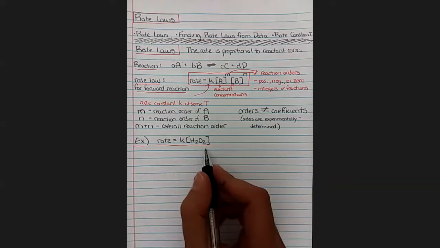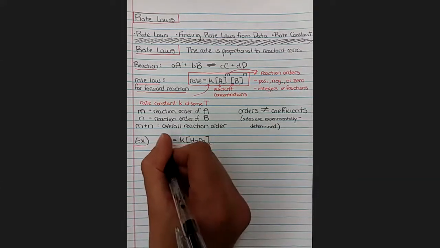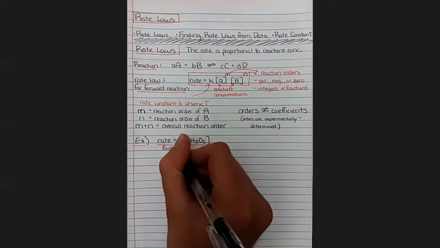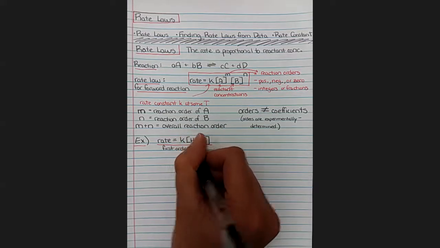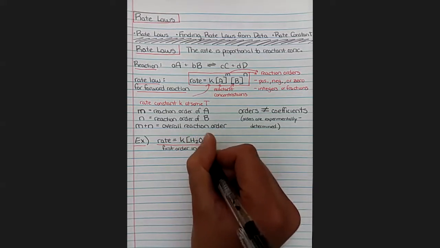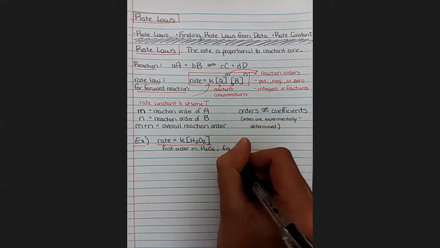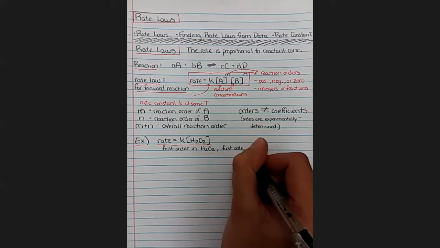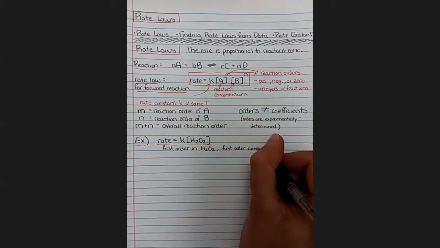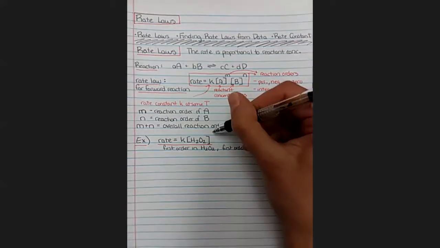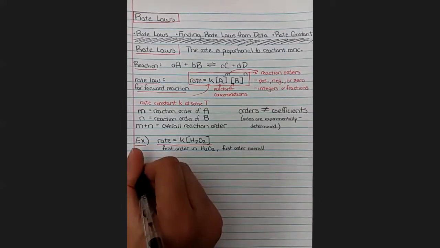So if I was going to describe the reaction order here, I would say this reaction is first order in H2O2, and that the reaction was first order overall. The sum of all the different coefficients is 1.